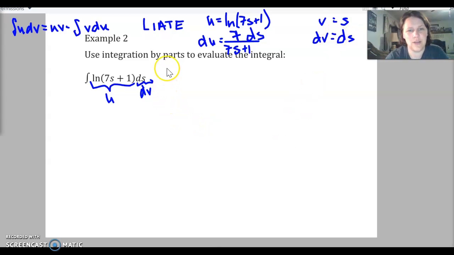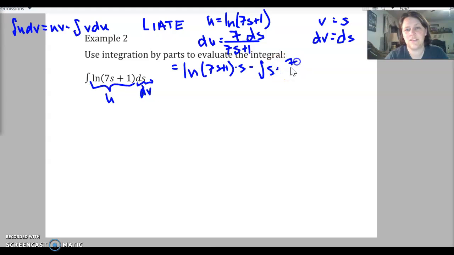Okay, so now let's go ahead and write down our equation. We've got all of that is equal to u, which is the natural log of 7s plus 1, times v, which is s, minus the integral of v, which is s, times du.